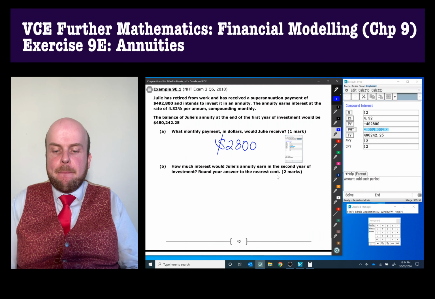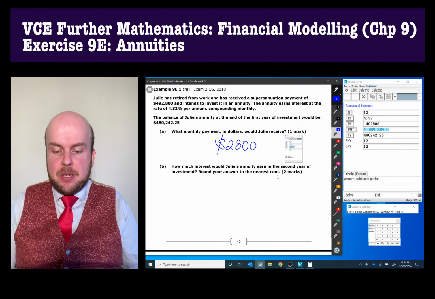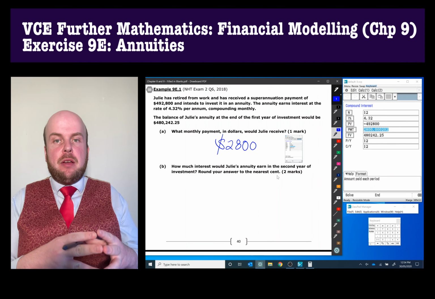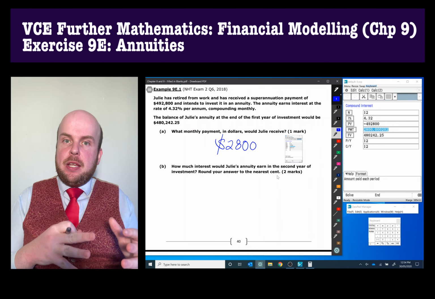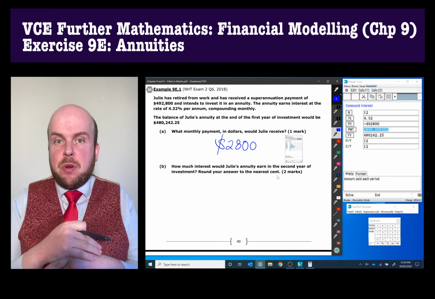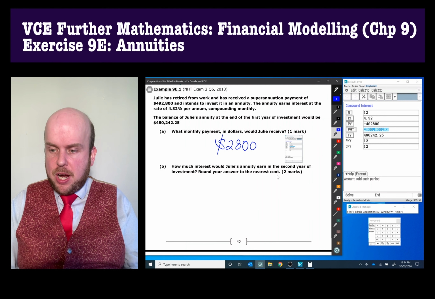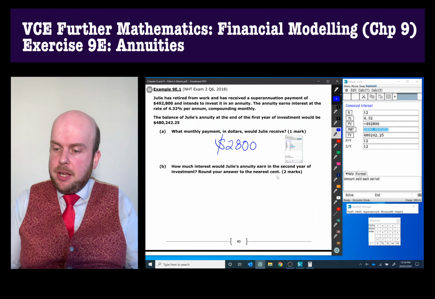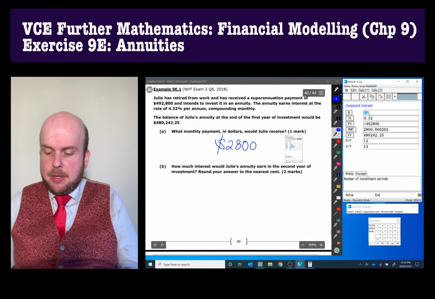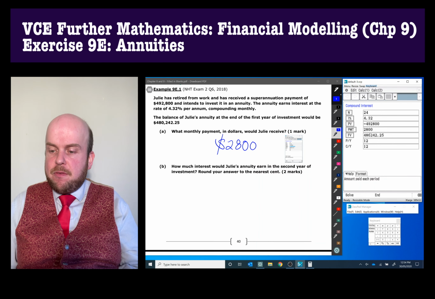$2,800. How much interest would Julie's annuity earn in the second year of the investment? Round your answer to the nearest cent. So we need to work out the difference after 2 years versus 1 year. We've been told her balance after 1 year. We now need to use this information to work out how much she has at the end of the second year, and do a series of subtractions. So we'll change the 12 to a 24. We know she's receiving payments of $2,800, so we'll find the future value here.